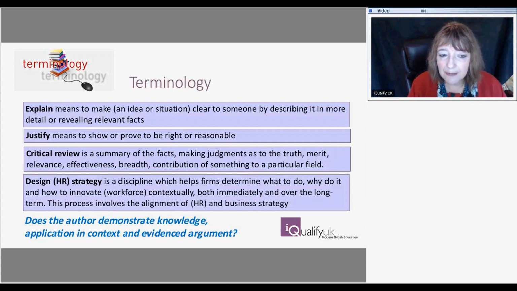How do we do that? And the point here with the terminology is that what the examiner is looking for is whether the author, that's yourself, demonstrates knowledge, application in context, and evidenced argument.